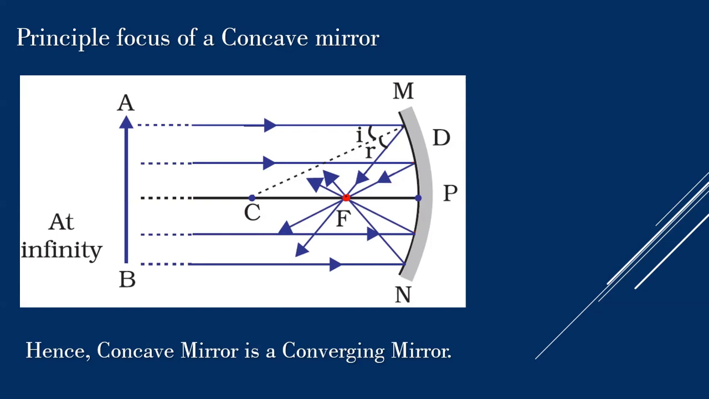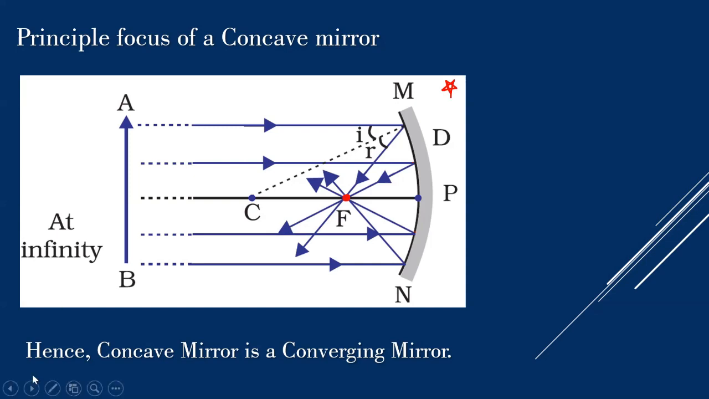A very important question might come. Explain how concave mirror is a converging mirror. So this diagram is very, very important from that point of view. Explain how concave mirror is a converging mirror. You have to draw this diagram, as all the incident rays get reflected at one point in front of the mirror. That point is called a focus. Hence, this concave mirror is a converging mirror.